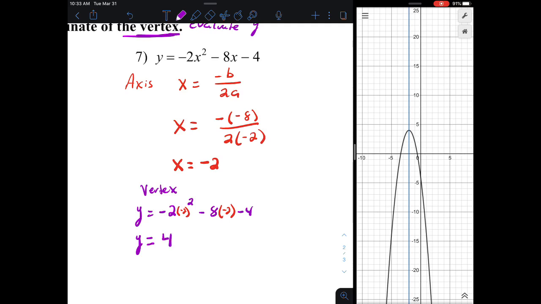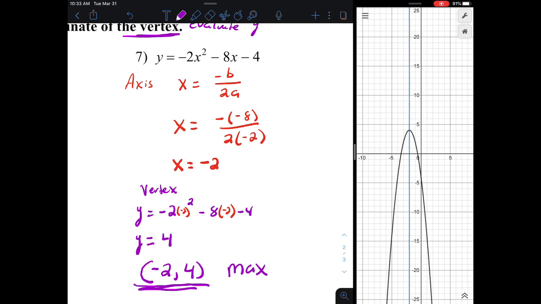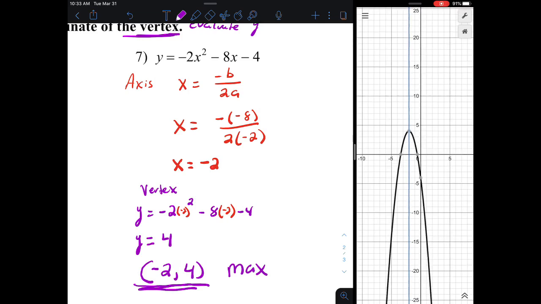Now, our vertex we write as a coordinate. It's going to be the x value of the axis of symmetry by the y value we got when we plugged that axis of symmetry x value into the equation. So there is my vertex at negative 2, 4, and it's going to be considered a maximum because when I look at the graph, it's open downward. Anytime a graph opens downward, the vertex is going to be a maximum. But you can also see this graphically is that coordinate negative 2, 4 is at the absolute top.